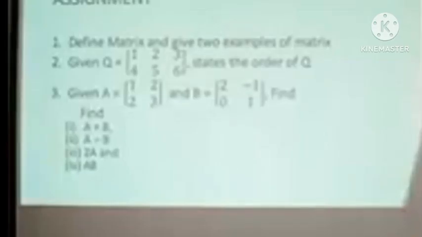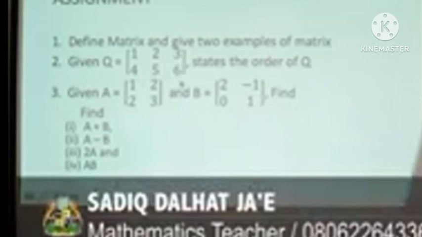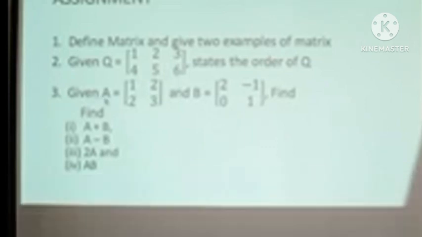To end this lesson, I have some assignment for the viewers. The first one is define a matrix and give 2 examples of matrices. 2, given matrix Q as 1, 2, 3, 4, 5, and 6, state the order of matrix Q. 3, given matrix A as 1, 2, 2, and 3, and matrix B as 2, minus 1, 0, and 1, find 1, A plus B, 2, A minus B, 3, 2A, and 4, AB. Thank you for listening.